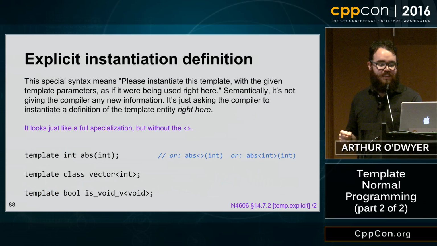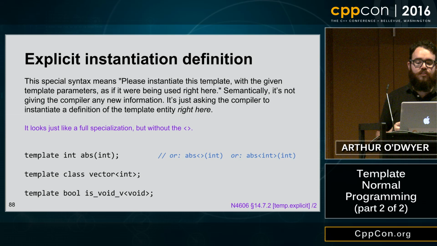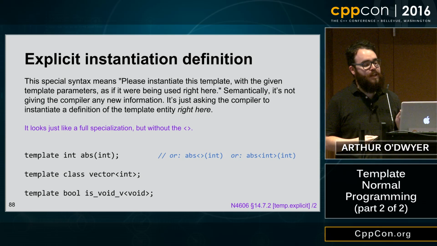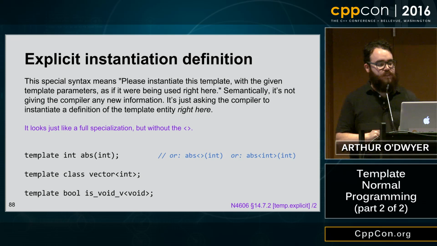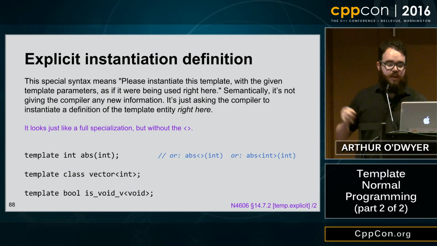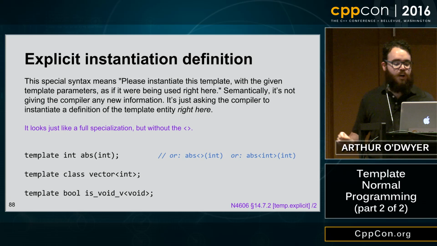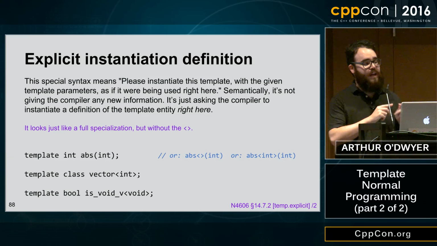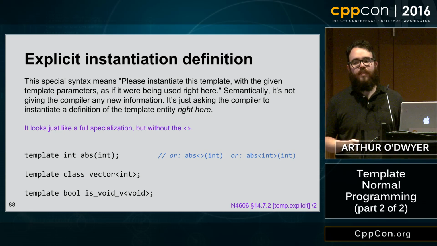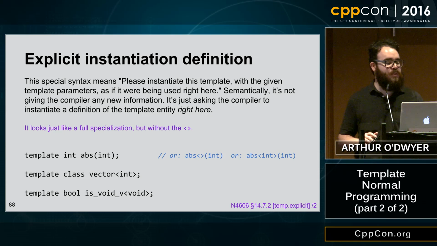Okay. Well, now we get to a new piece of syntax here, explicit instantiation definition. This is a special syntax that means please instantiate this template with the given template parameters as if it were being used right here. It doesn't tell you how to define it. It just says, I would like this defined, please. So it looks just like a full specialization, except that after the word template, where full specialization has empty angle brackets, I told you those were important because now they go away. Template without the empty angle brackets is a completely different thing, has no relation to an explicit specialization, and so it has a completely different name that could not possibly be confused with it, called explicit instantiation.